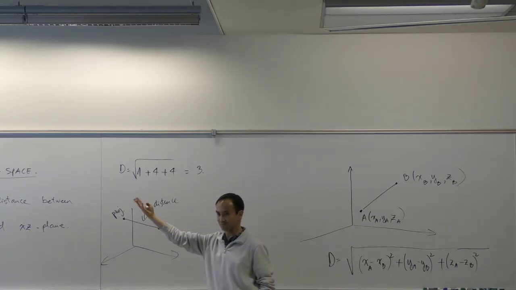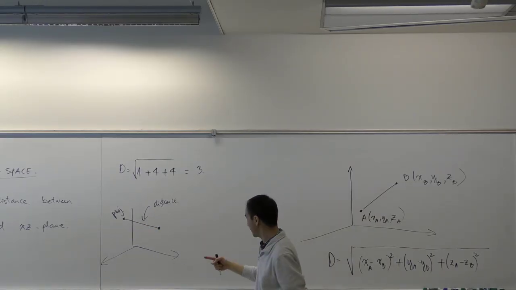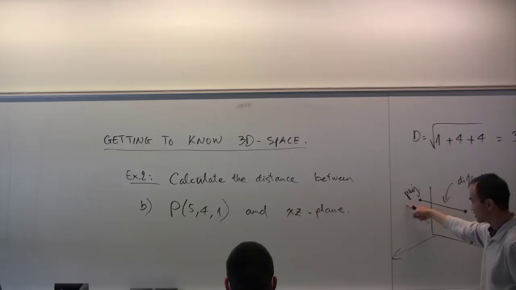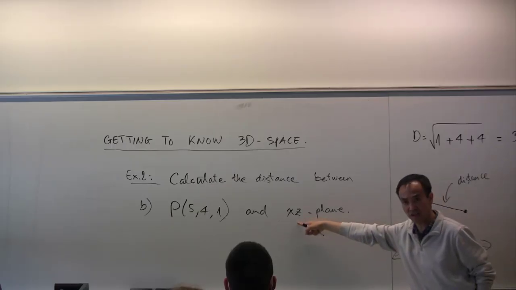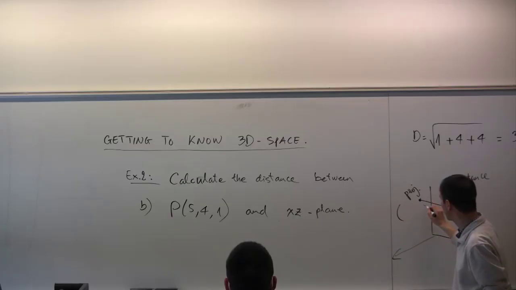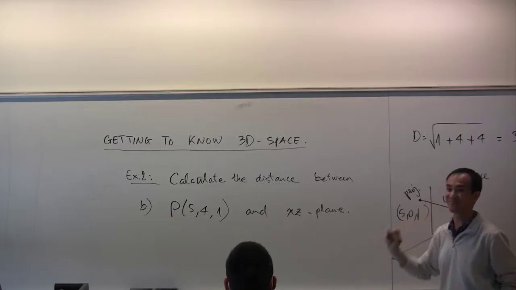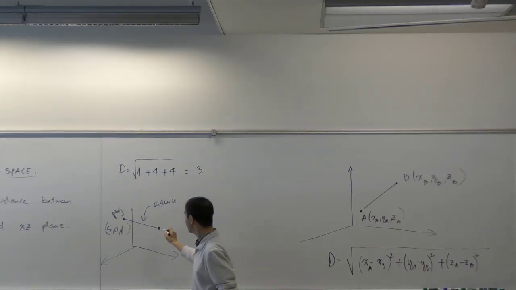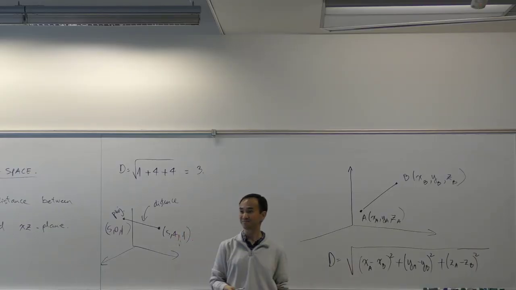So what have we learned about the projection point? If this point here is being projected onto the xz plane right here, then the y value has to be 0, so it's going to be 5, 0, 1 right there. Whereas here it is 5, 4, 1. Do you guys follow that?